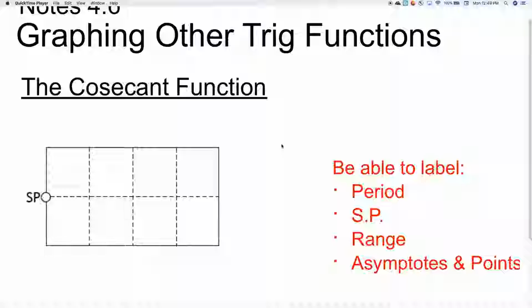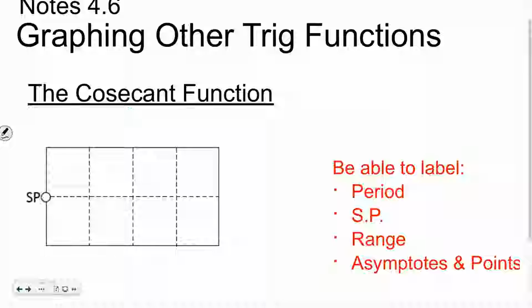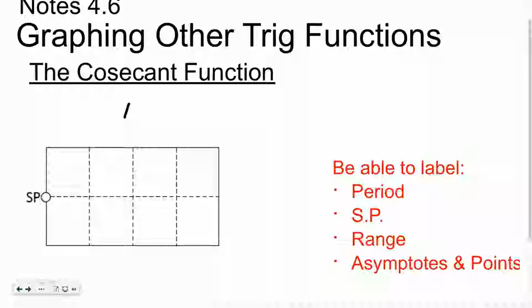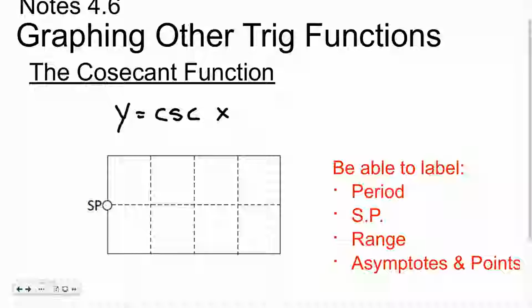Okay, so cosecant function, we are going to graph in this frame y equals cosecant x. So that's kind of like when we graphed on the very first day of 4-5 when we just did like the regular sine x and cosine x. So it's kind of like the parent graph.